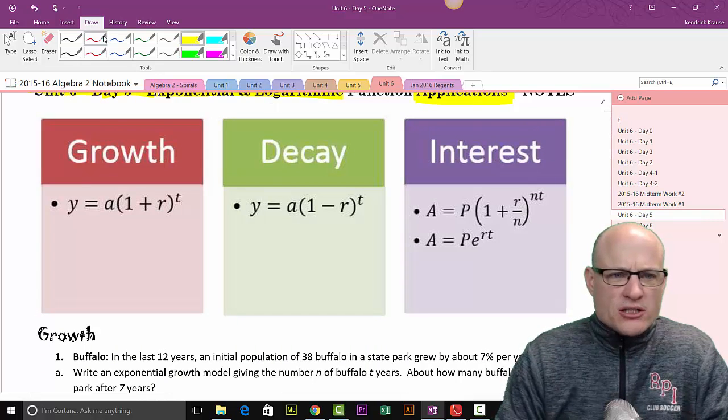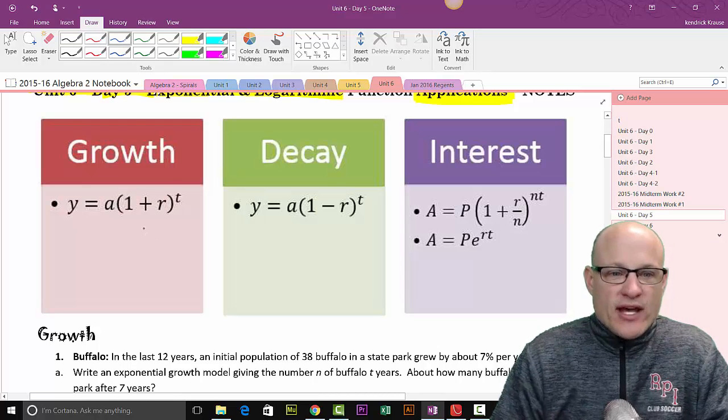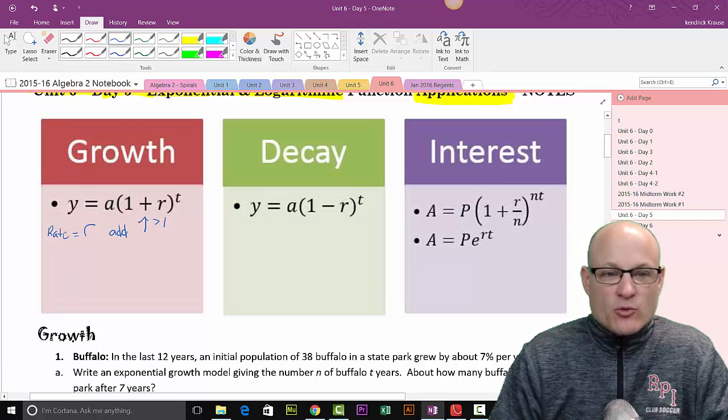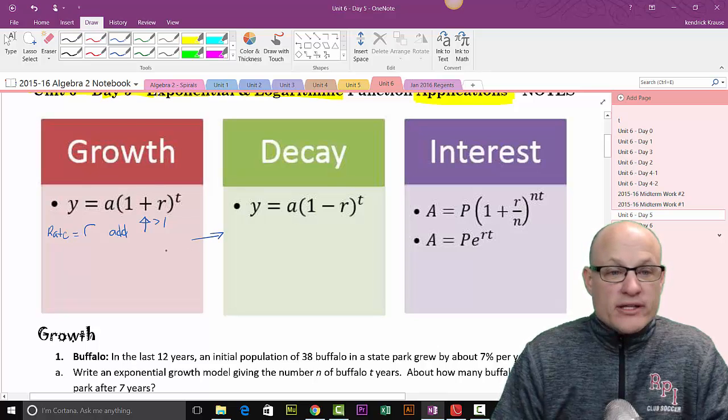So, we've talked about what growth and decay equations look like. We said that this had to be greater than 1 in order for it to be growth. Therefore, in this case, my rate, which is R, we're going to add it. Of course, we have to add the rate. 5%, 8%, 6%, whatever the rate is, we have to add the rate. Otherwise, it wouldn't be greater than 1, and we wouldn't have growth. We'd have decay. That's over here.